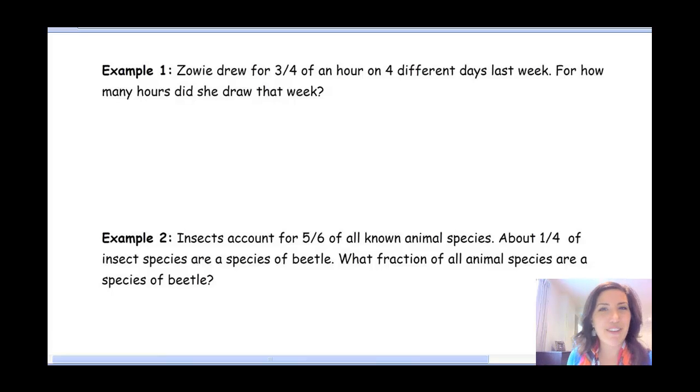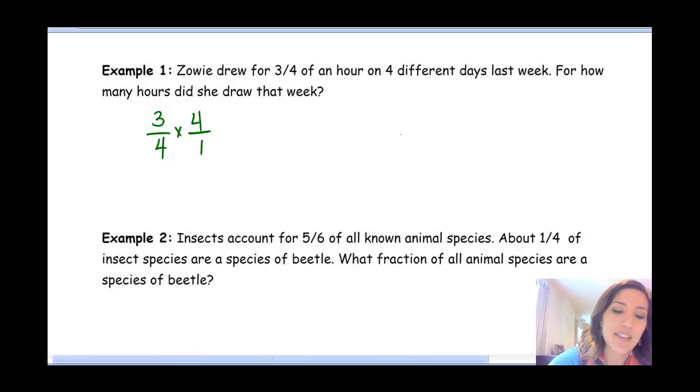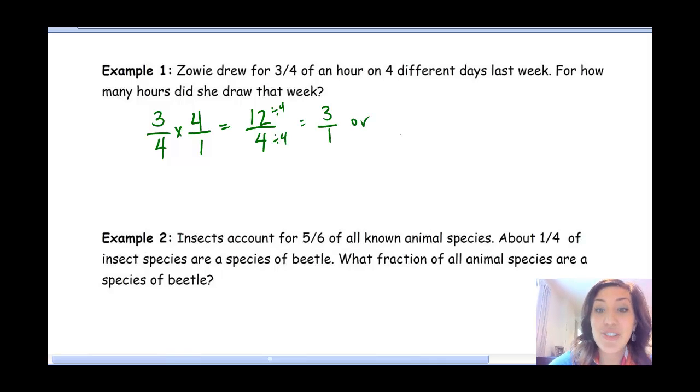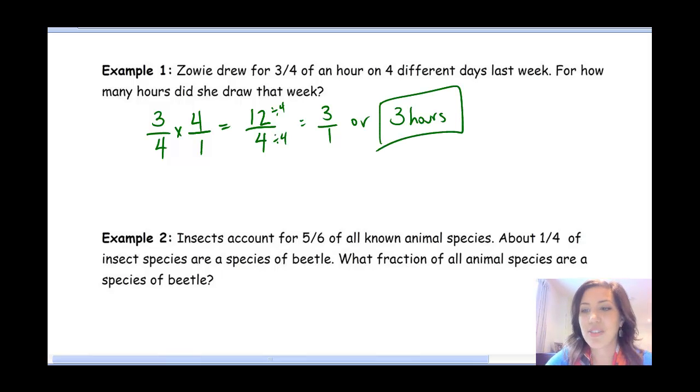All right, on to my favorite, word problems. Zoe loves to draw, and so she was drawing all week last week. In fact, she drew for 3/4 of an hour on 4 different days. So how many hours did she spend drawing? Well, she drew for 3/4 of an hour times 4 different days. 3 times 4 is 12. 4 times 1 is 4. These can both be divided by 4. That gives us 3 over 1, or she drew for 3 hours. Wow, no wonder she's so good.